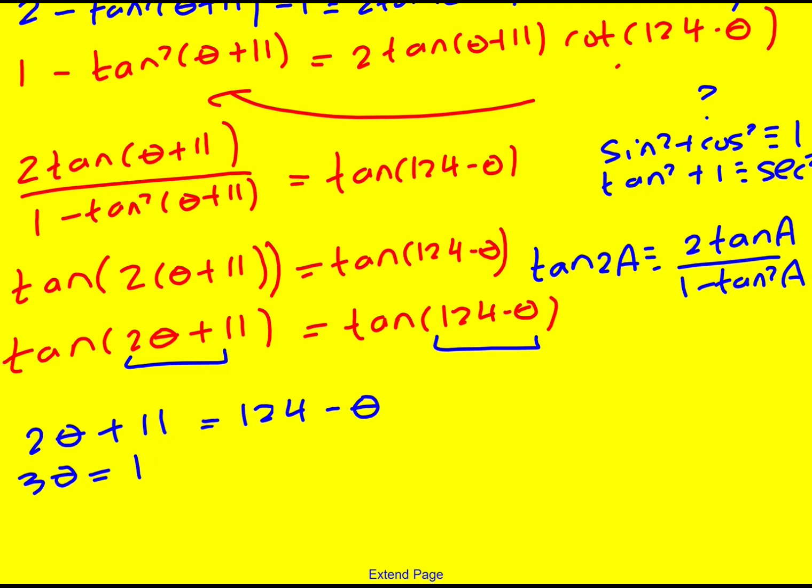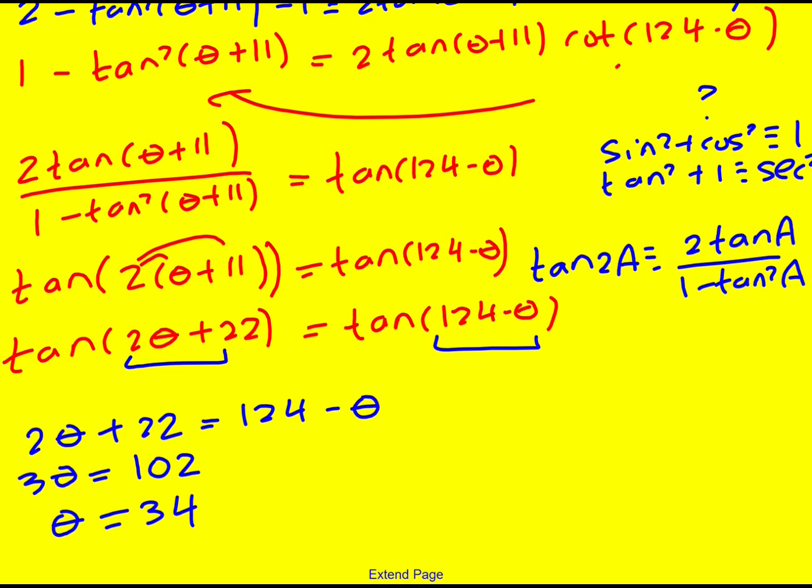Oh, sorry, I made a little mistake. Just spotted it. I forgot to expand the bracket here. It's going to be 22. Apologies. Okay, so 3 theta is equal to 102. Divide through by 3, we get 34.